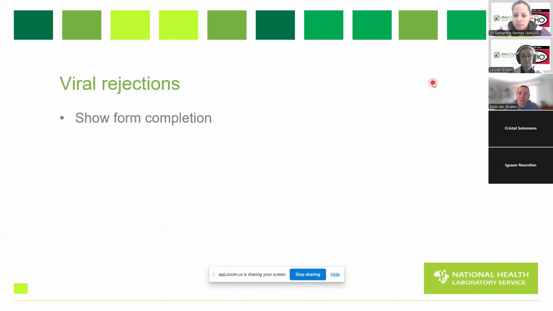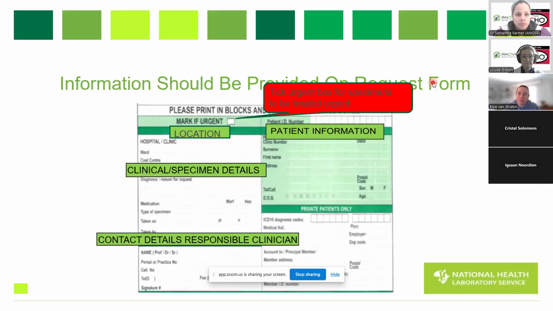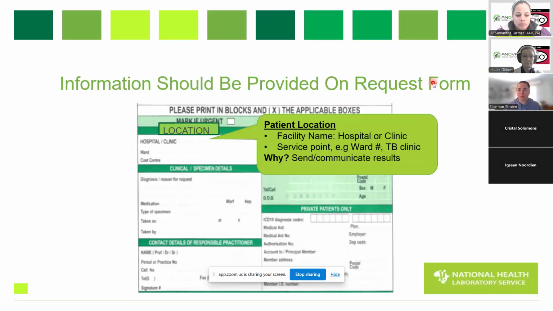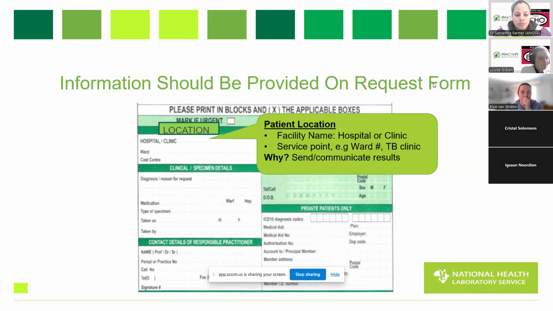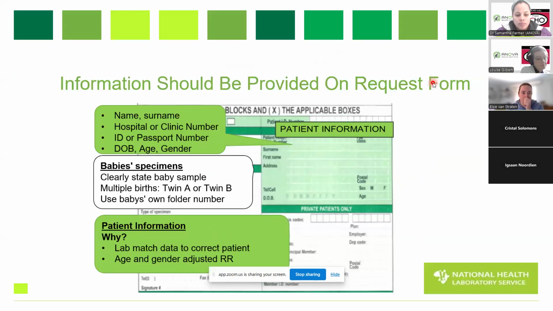Then some of the rejections that we get are things like specimen unlabeled, form unlabeled, or form not filled in completely. Very quickly, the kind of information that we need on a form for a patient: please give us the facility name and where you are, the hospital, clinic, and then service points. I know clinics don't normally have ward codes, but they have an ARV club and other service points, so put that on there as well. Why do we need it? We want to communicate the results back to you. So we send it back to the hospital and specifically to a ward, and you will get the hard copy of the result right there, if you need it and we are printing it out for you.